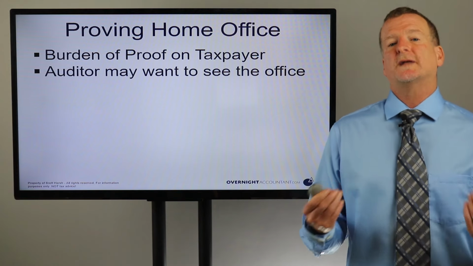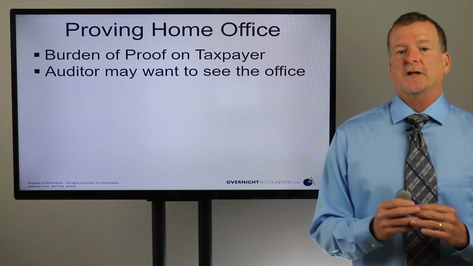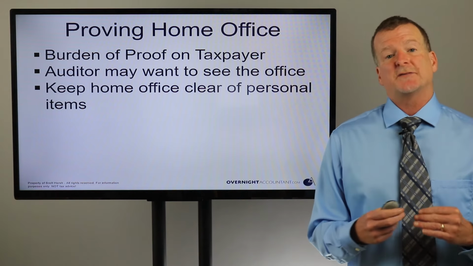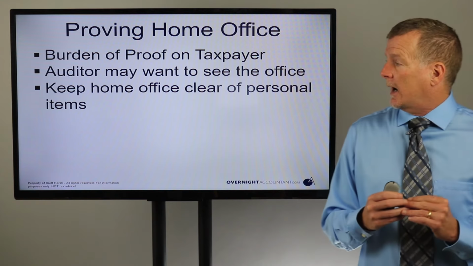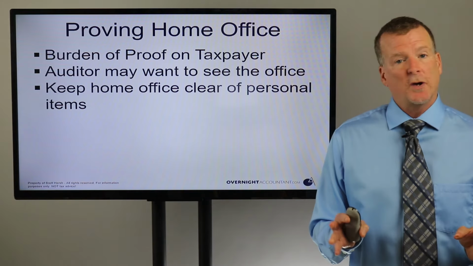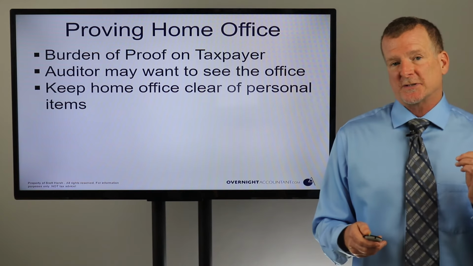How are you going to prove that home office was used where maybe you don't use it for a home office anymore? The auditor may want to see the home office. That does actually happen, particularly if you have a substantial size deduction. If it does happen and you're still using it, you want to make sure there are no other items in that area. You've got to make sure it's clear of personal items.